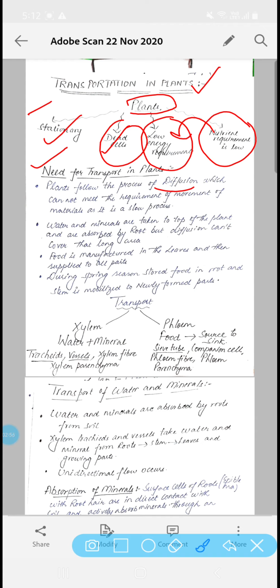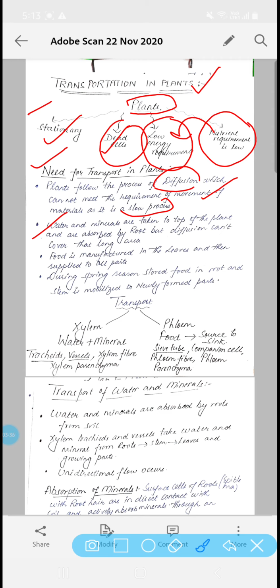Now what happens is, plants mainly show the process of diffusion to perform various metabolic activities, but this diffusion cannot meet the requirement of the movement of material, as the rate of diffusion is slow. Materials flow via diffusion at a very slow rate. So that is a very slow process, so it can't meet the need of the plants. Second, water and minerals have to be taken to the top of the plant, and they are absorbed by the roots.